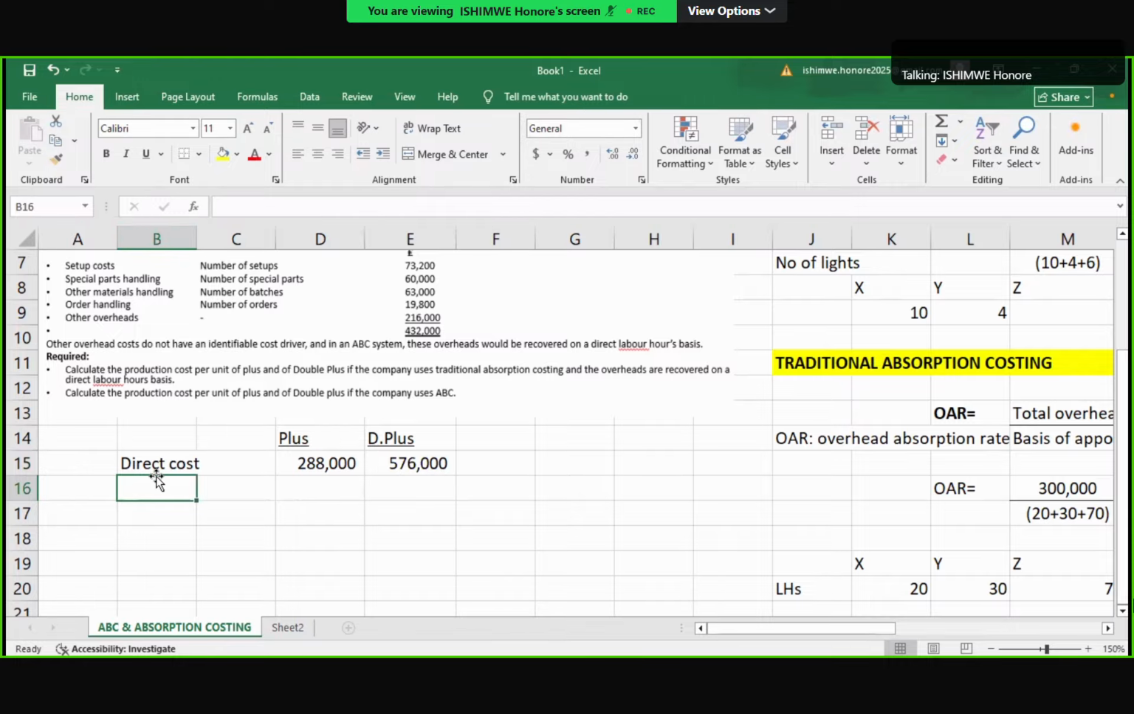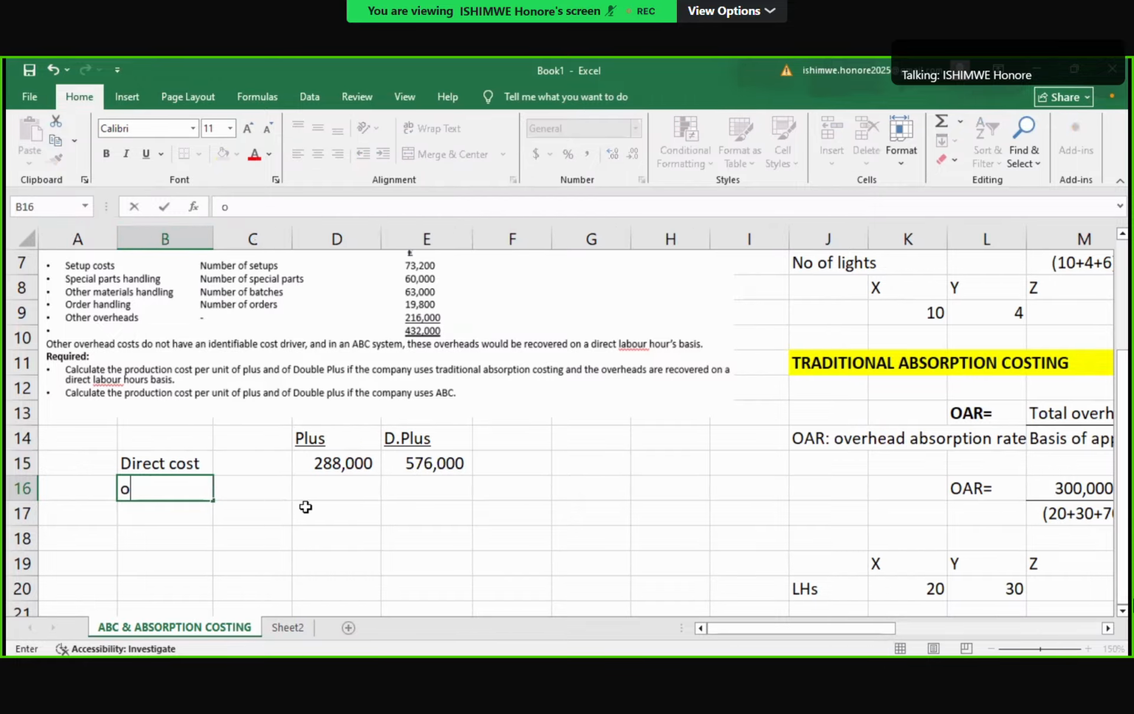And then we need to come and put our overheads. There is nothing to think about in my mind, because after direct cost, what should come thereafter is overheads. So I have my overheads here.